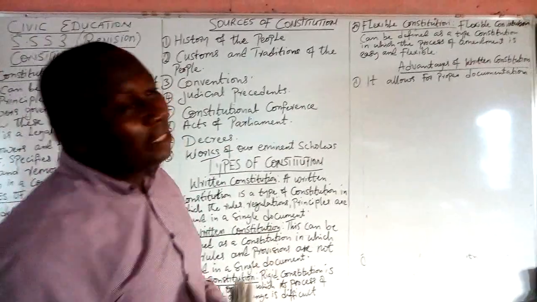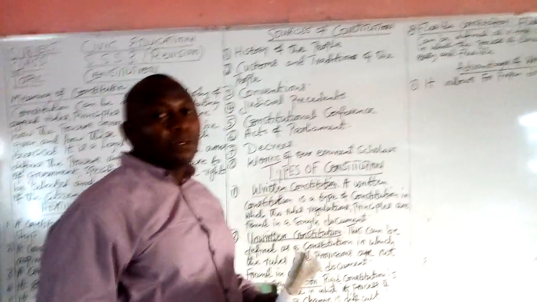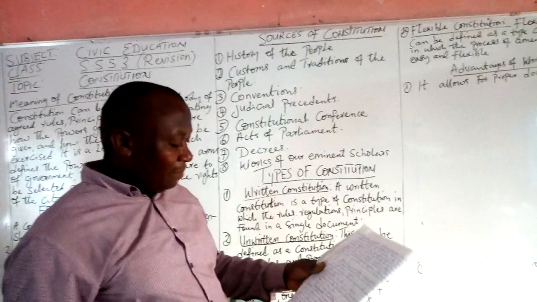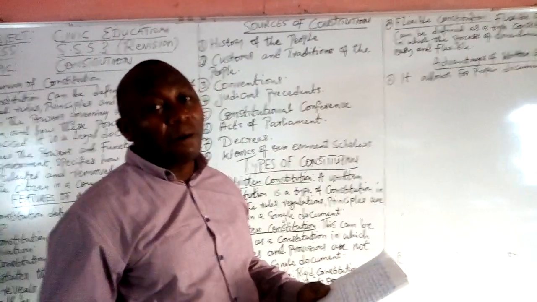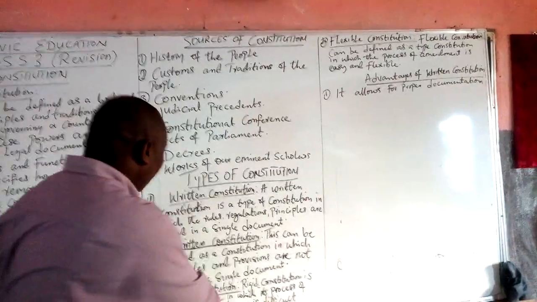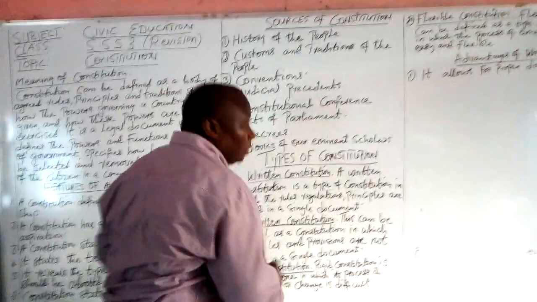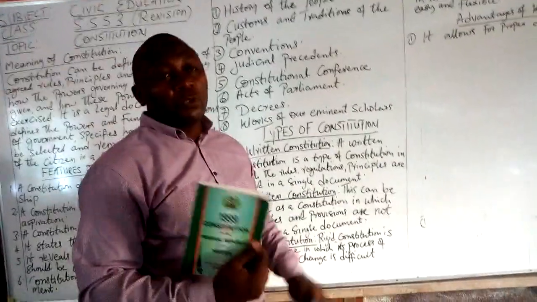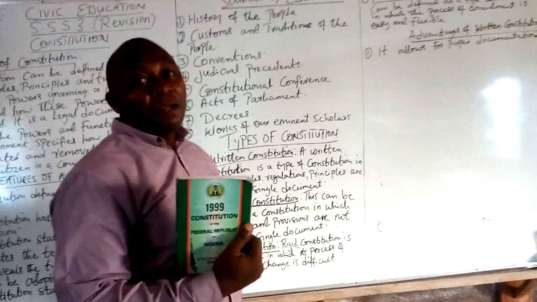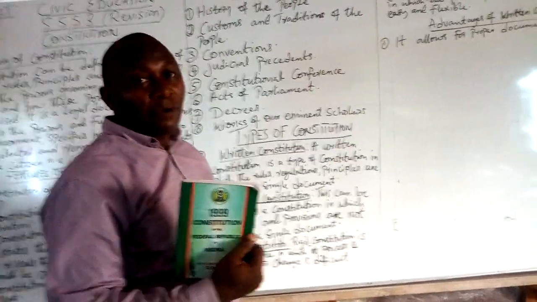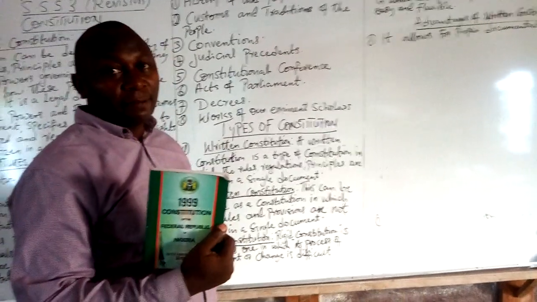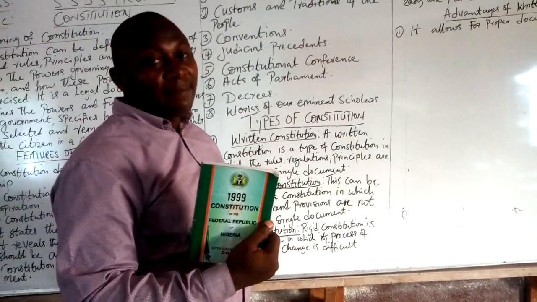There are disadvantages of a written constitution. One of them is that the process of its amendment is always rigorous. For instance, in Nigeria, we can't just amend it without the two-thirds majority of the National Assembly and the State Assemblies. They need to agree that the section of the constitution should be amended before it can be amended.